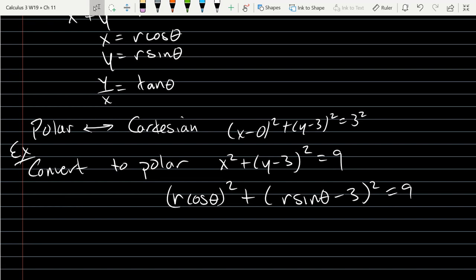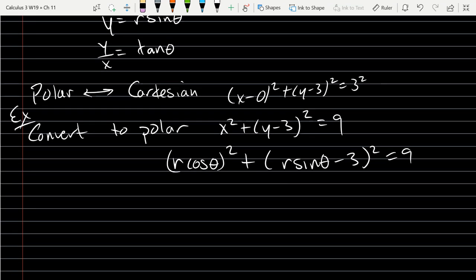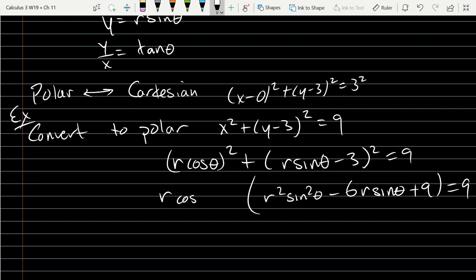We can square this, FOIL this out, and then I believe that the positive 9 would cancel the other 9, so we could simplify this a little bit, but actually, let's simplify this a little bit. That'll be fun. All right. Make this as simple as you can. First step is FOIL. So that's your first step there, expanding out that r sine theta minus 3.